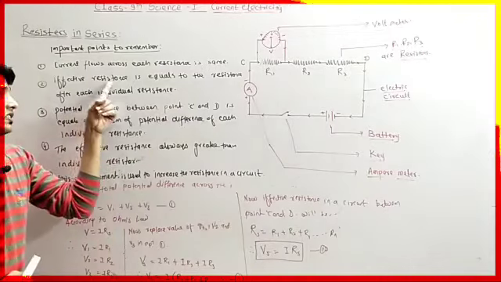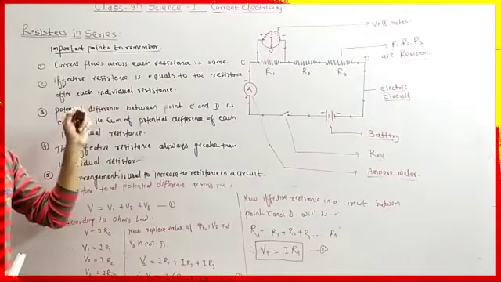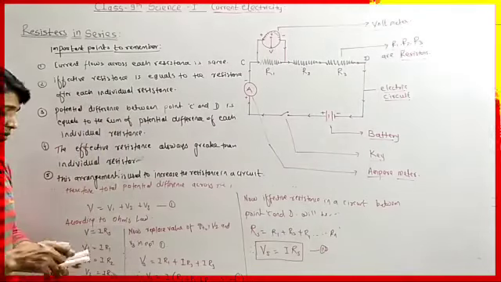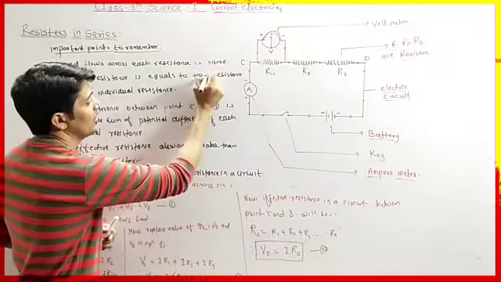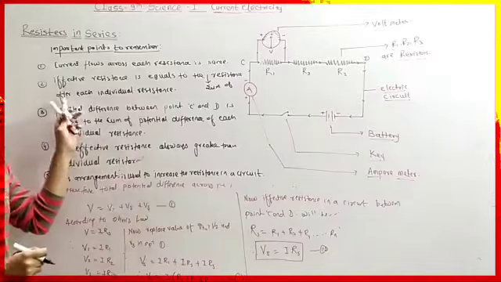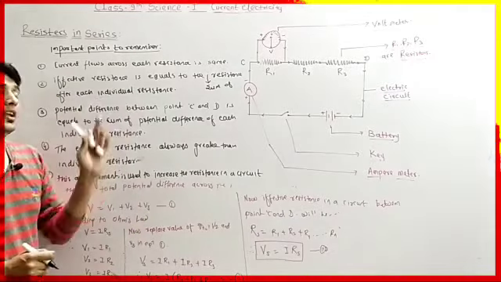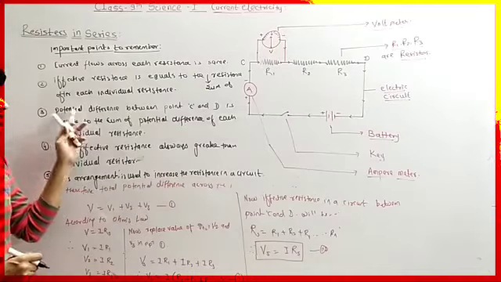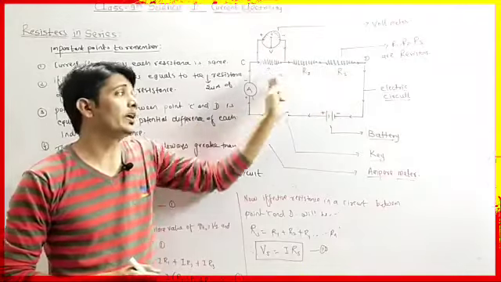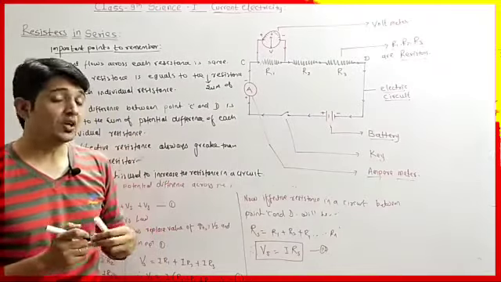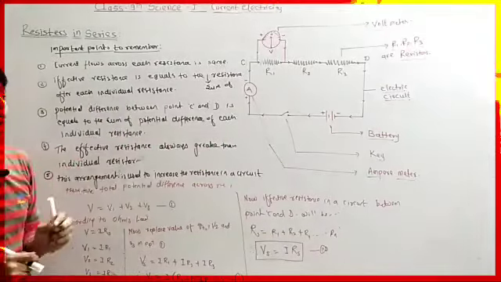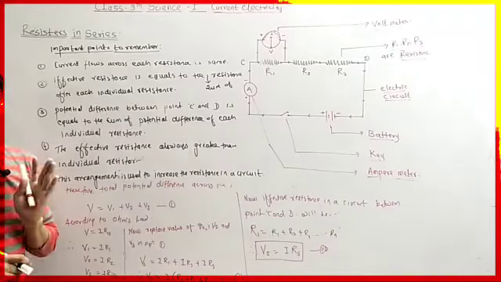So the effective resistance equals the sum of the resistance of each individual resistance. Next we have the potential difference between points C and D. Here we have points C and D, between which all the resistors are connected. The potential difference between points C and D is always equal to the sum of the potential differences after each resistance.